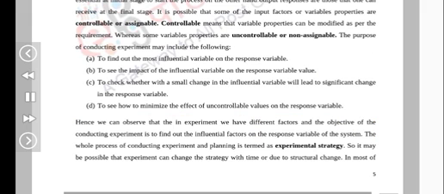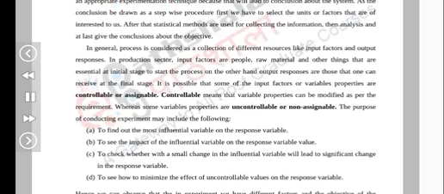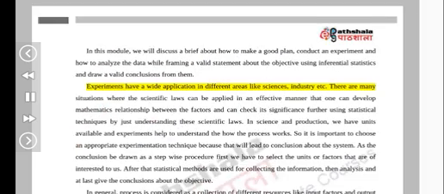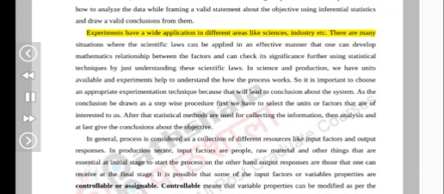Statistical applications in environmental sciences. In this module, we will discuss briefly how to make a good plan, conduct an experiment, and analyze the data while framing a valid statement about the objective using inferential statistics and drawing valid conclusions from them. Experiments have wide application in different areas like sciences, industry, etc.